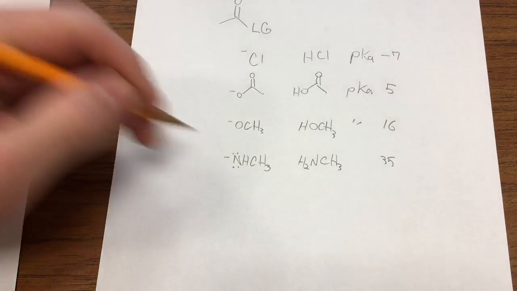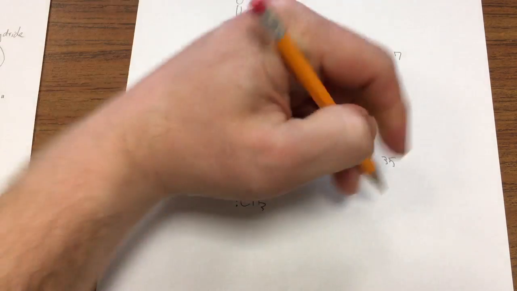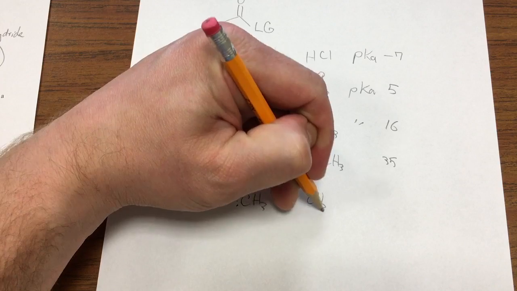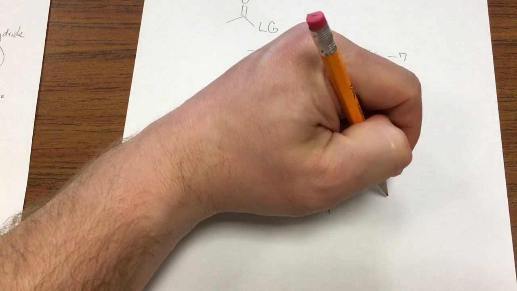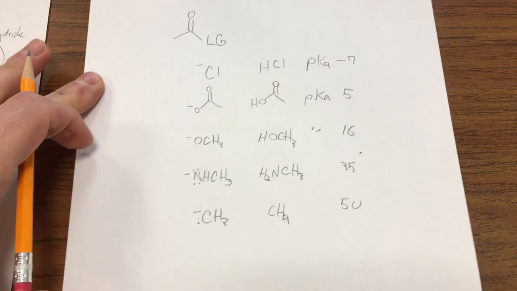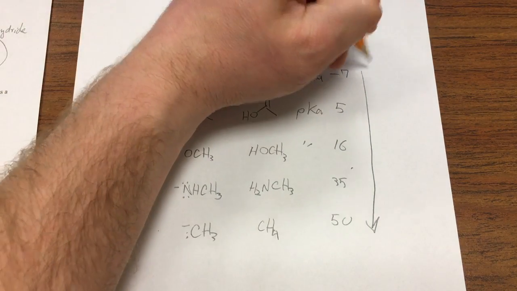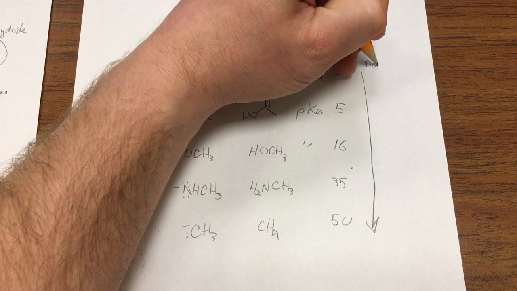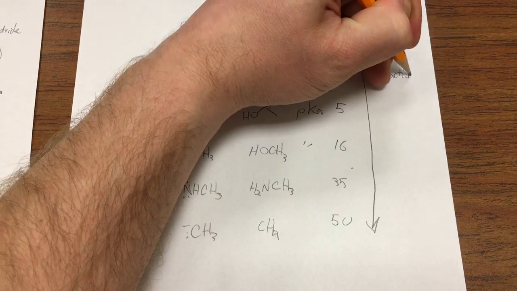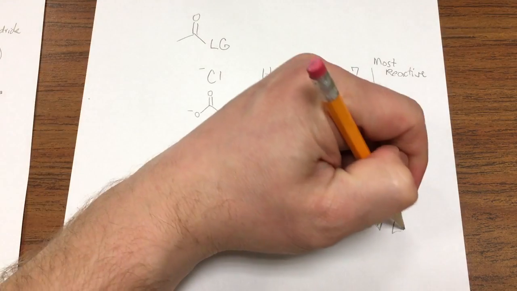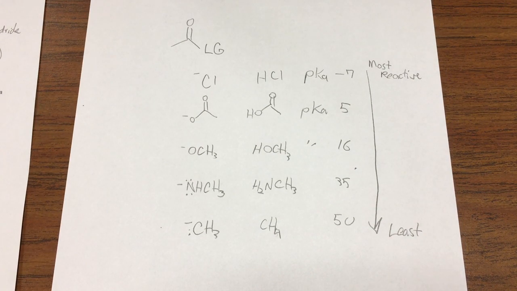And then the last one here, a ketone, would be this one here, where we have methane. Oops. Methane here with a pKa of roughly 50. So you can see with these leaving groups, this goes from the most reactive, which is the best leaving group, to the least down here. Okay, and that's problems number 10 through 14.